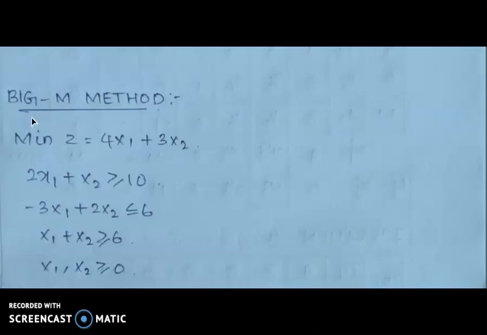So here we have to minimize z equal to 4x1 plus 3x2 subject to the constraints 2x1 plus x2 greater than or equal to 10, minus 3x1 plus 2x2 less than or equal to 6, x1 plus x2 greater than or equal to 6, and x1, x2 greater than or equal to 0. It is a non-negative restriction on the decision variables.